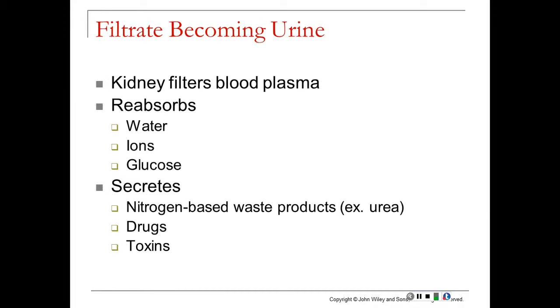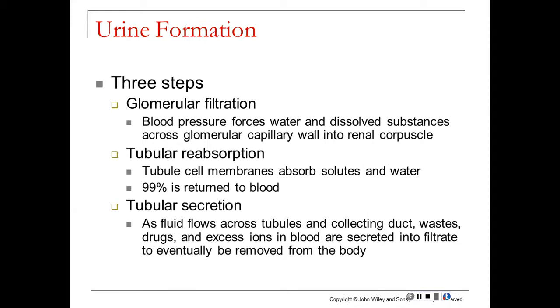So the kidney is going to filter that blood plasma. It's going to reabsorb things like water, ions, and glucose, things that the body should need and can store for later use. It's going to secrete nitrogen-based products like urea and uric acid. It's going to secrete drugs. It's going to secrete toxins. So there's 3 steps in urine formation.